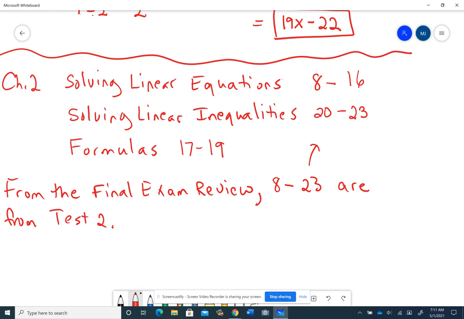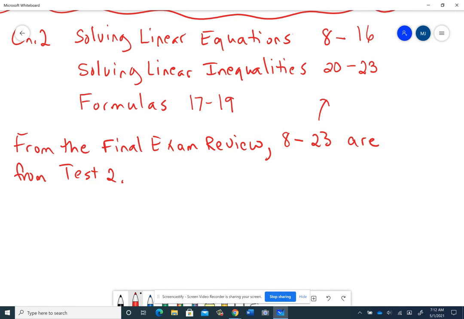So on the Chapter 2 review, that's questions 8 through 23. 8 through 16 are from the linear equations. 20 to 23 are solving linear inequalities, and then 17 through 19 deal with formulas. So let's look at a few of the questions off the final exam review.